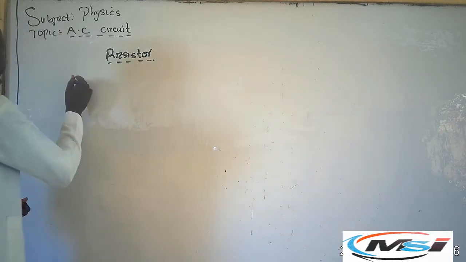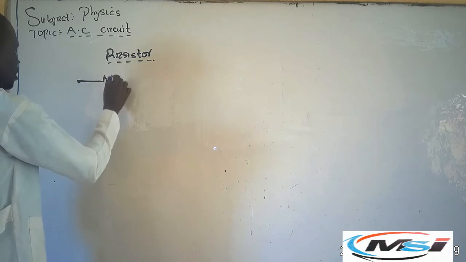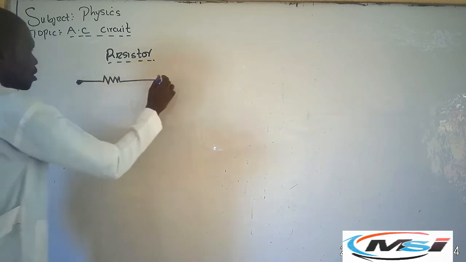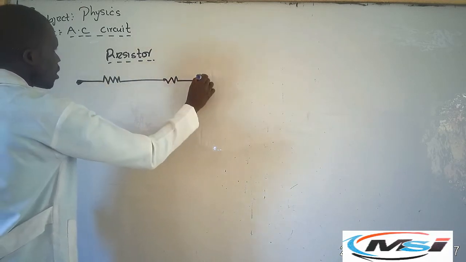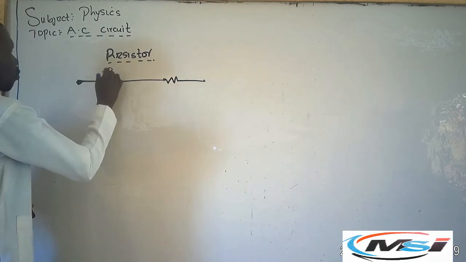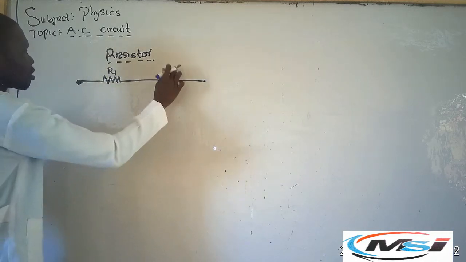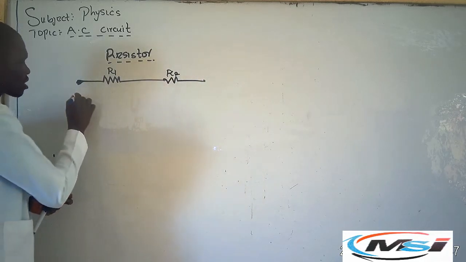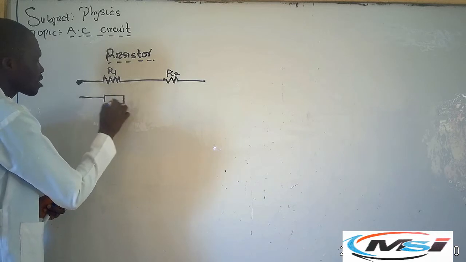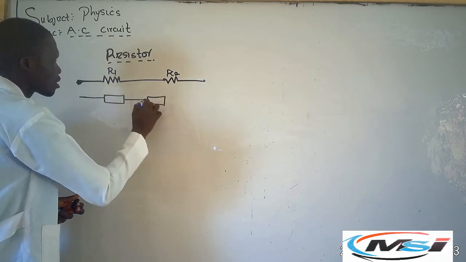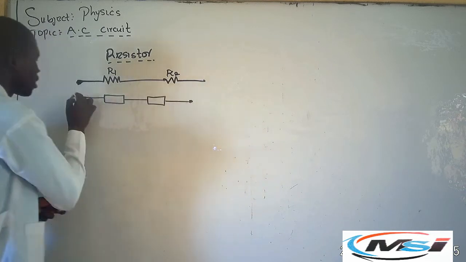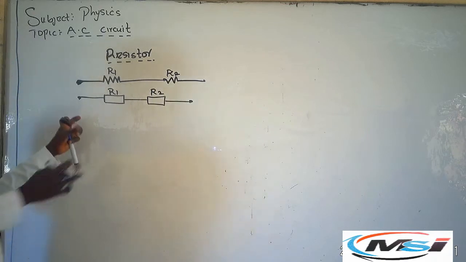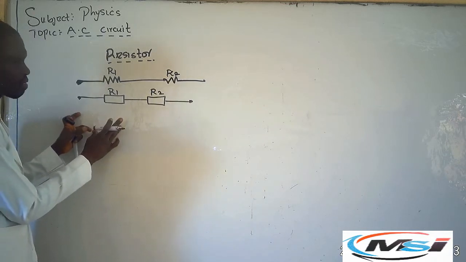Now, if you have something like this, this is the symbol of resistor. You have something like this, resistor. This is R1, this is R2. Another symbol for resistor is this. You have something like this. This is R1 and this is R2. Now this is what we call resistor in series.